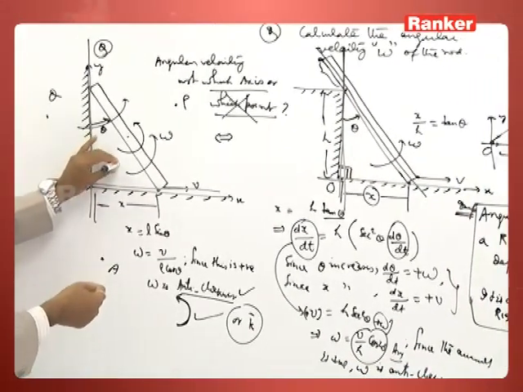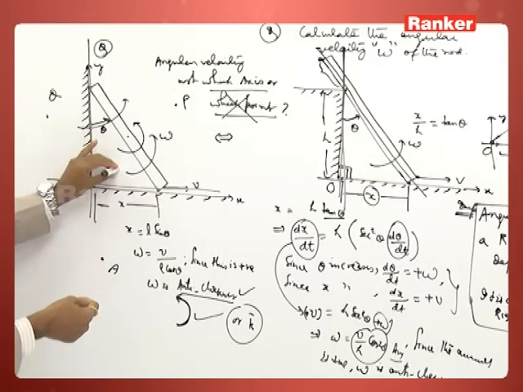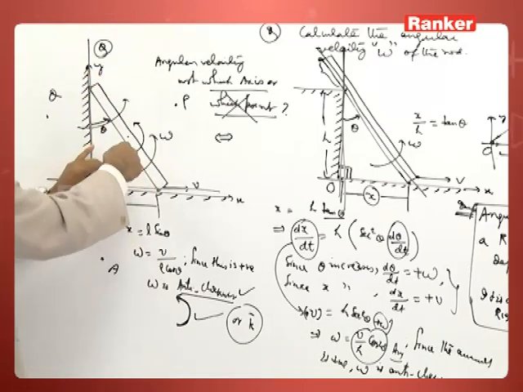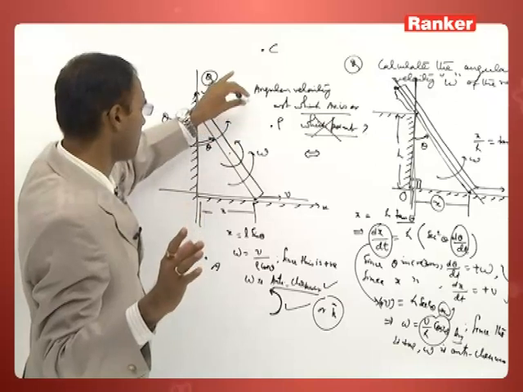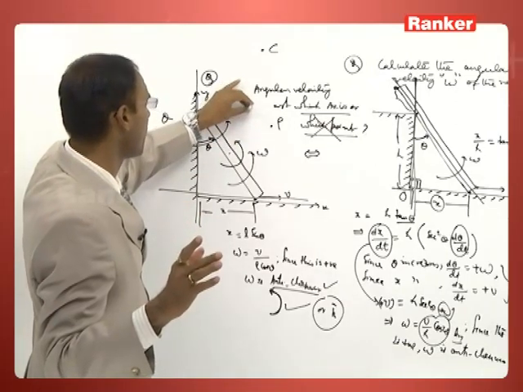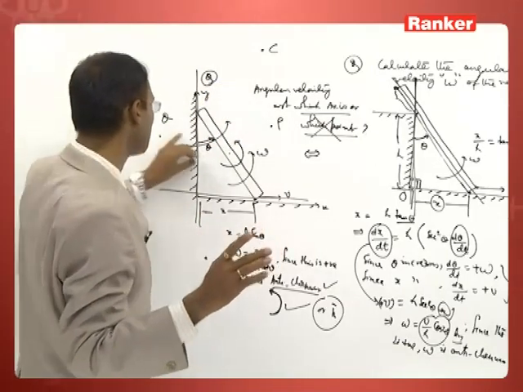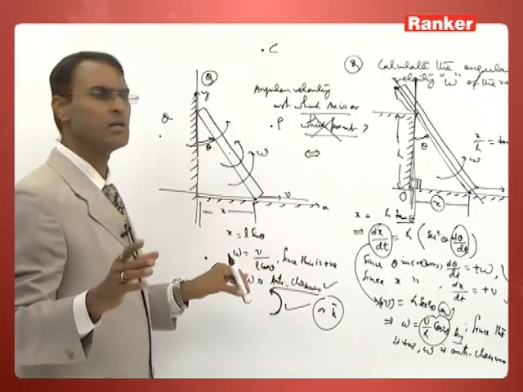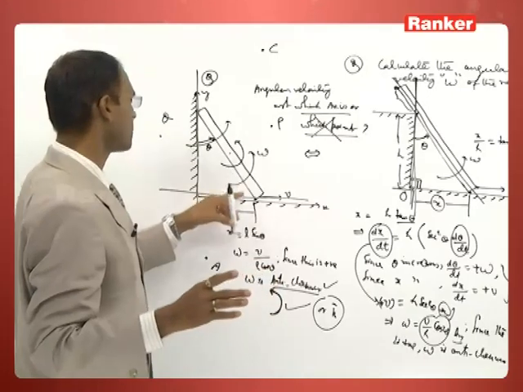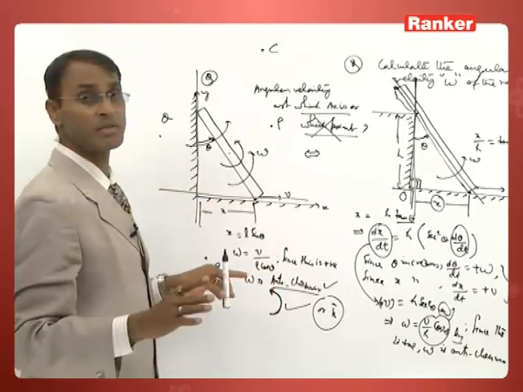If I take another straight line parallel to the positive z axis, the angular velocity of this rod about this axis is also the same thing. If you take any axis parallel to the z axis, the angular velocity of the rod remains unchanged. In that way, the angular velocity of the rod or the rigid body doesn't depend upon the axis.